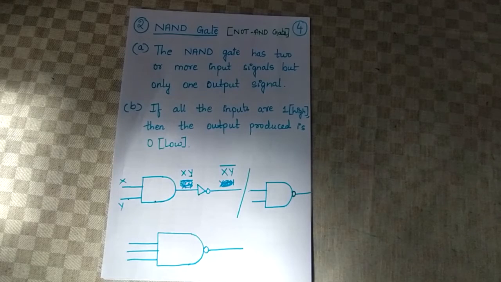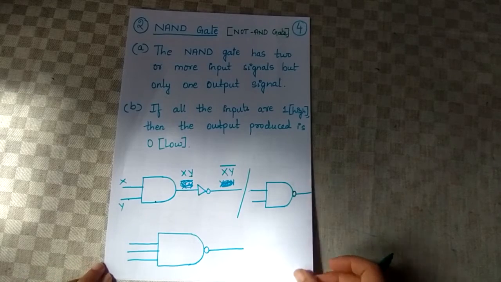So what is NAND gate? It is a gate which has 2 or more input signals but produces only one output signal. And if all the inputs are high, then the result is going to be low, that is 0, whereas in all other cases it is going to be 1.